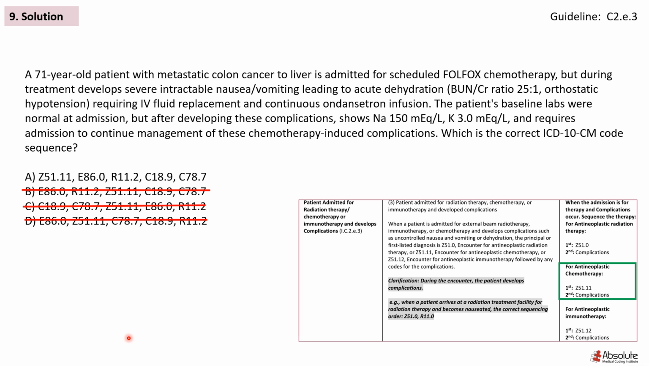And so that leaves us with A, which is Z51.11, E86.0, R11.2, C18.9, C78.7. So this is the chemotherapy, dehydration, nausea, vomiting, and then these are our neoplasm codes. So we have the primary of the colon and then the secondary of the liver.